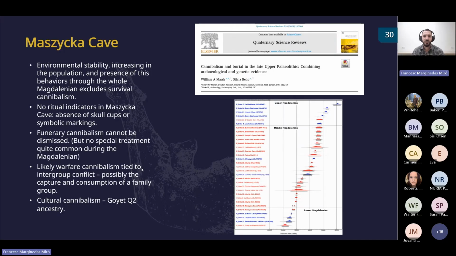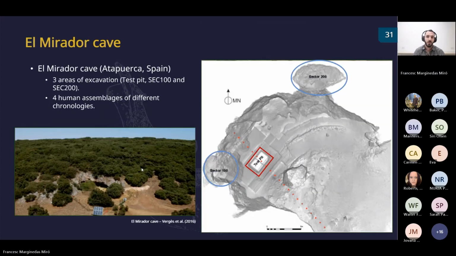Whether Maszycka Cave was a case of funerary cannibalism or endocannibalism, or exocannibalism, all point to a case of cultural cannibalism. This is also suggested by some genetic studies published in recent years by Marginedas in 2023, which associate the Magdalenian cannibalism with the genetic ancestry of Goyet Q2, while the primary burials are mainly associated with Villabruna.